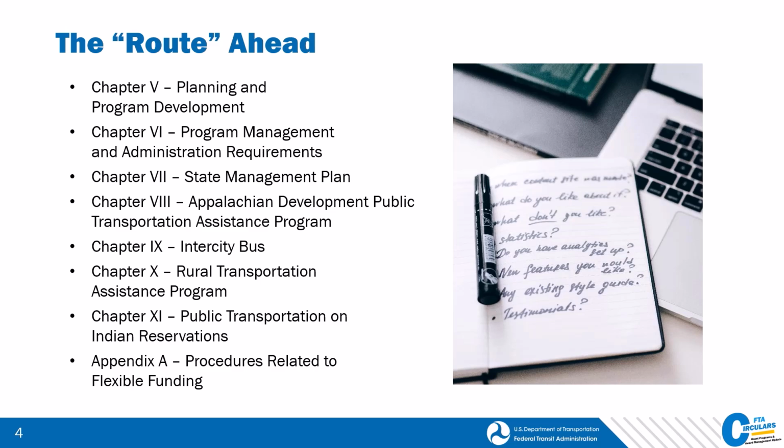This training is the second in our series covering the development and management of FTA's rural programs in more detail. A more general overview of the circular and rural funding programs can be found in Session 1. For Session 2, we will walk through the second half of Circular 9040.1H, discussing planning and program development, program management and administration requirements, state management plan, Appalachian Development Public Transportation Assistance Program, intercity bus, Rural Transportation Assistance Program, Public Transportation on Indian Reservations, and procedures related to flexible funding.